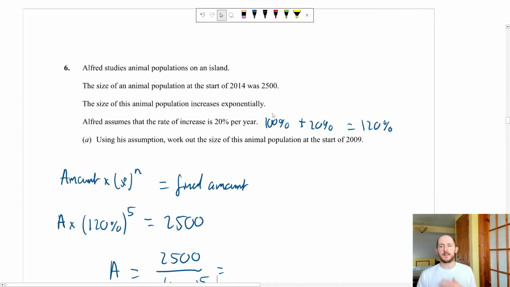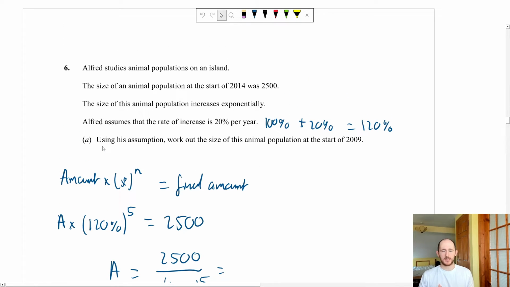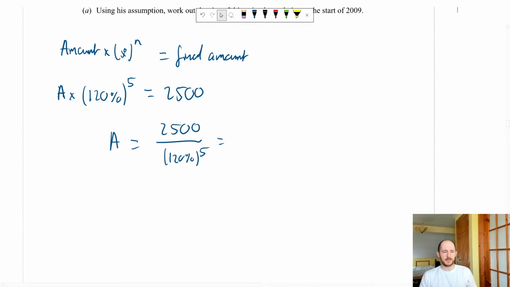Again, I like to always link things to other things. I don't like memorizing formulas, personally, and I don't like memorizing different methods. So this is the exact same as compound interest. It's the exact same as repeated percentage change. That method will work whether it's decreasing, increasing, whatever. Okay, so try and draw links to that, because this makes my life a lot easier. If I've done a lot of compound interest before, and I have, this question suddenly becomes a lot easier.